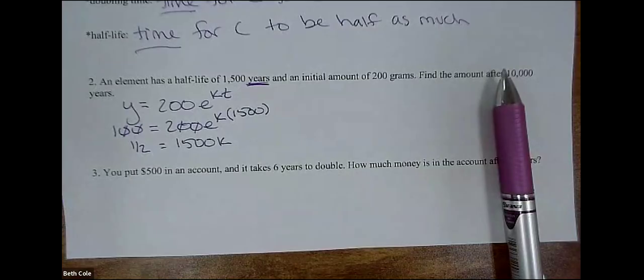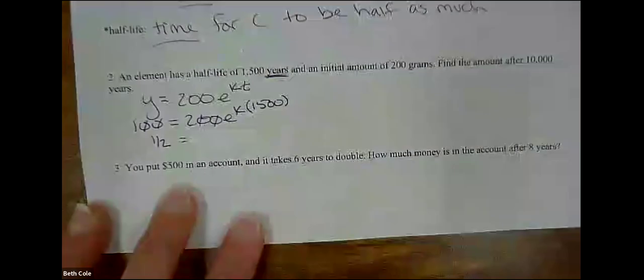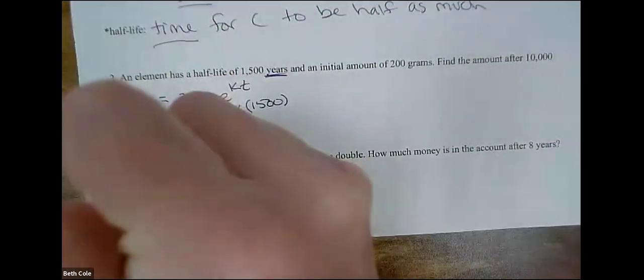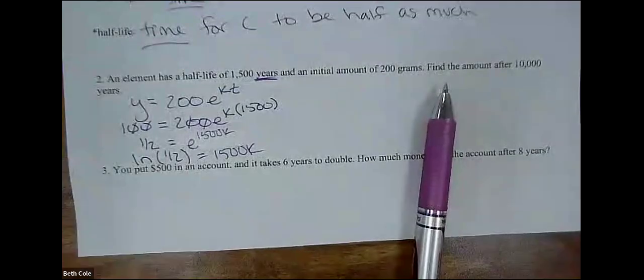So here's where you're allowed to have your calculator out and be typing this in with me. Oh, did I not put the e? I'm so sorry. That's kind of important. That's the whole thing that makes it exponential. Equals e to the 1,500K, and then we're going to ln. Ln of a half equals 1,500K, and then we're going to go to the calculator.